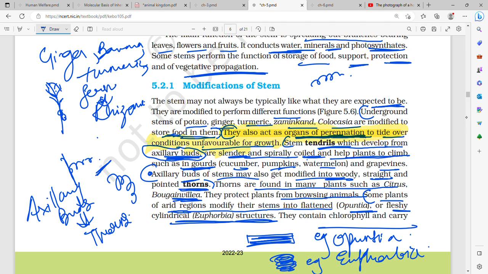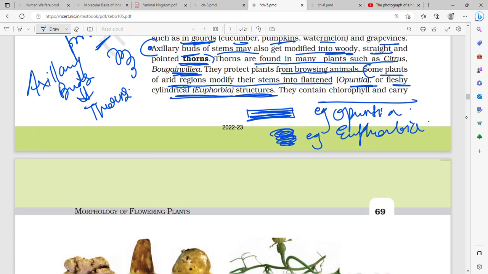Then axillary buds of stems may also get modified into woody, pointed and straight thorns, and these thorns are found in many plants such as citrus and bougainvillea. They protect the plant from browsing animals.